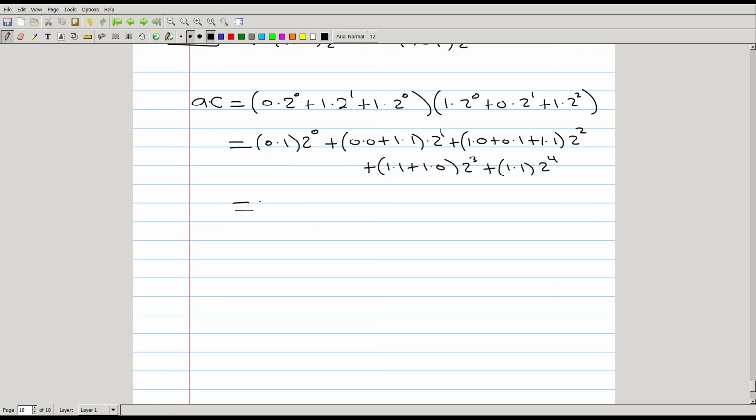Which we very quickly see is 0 times 2 to the 0 plus 1 times 2 to the 1 plus 1 times 2 to the 2 plus 1 times 2 to the 3 plus 1 times 2 to the 4, or base 2, the number 11110.